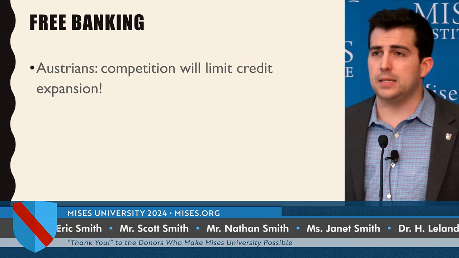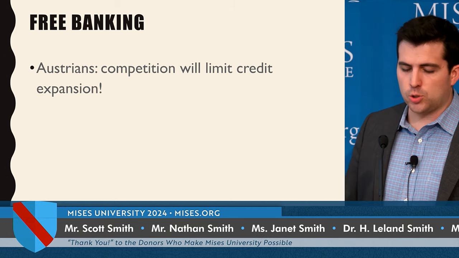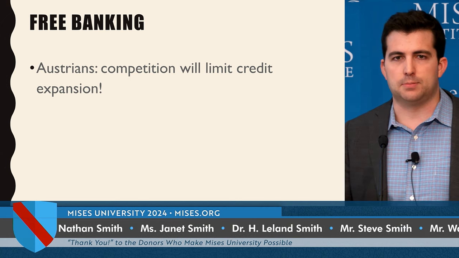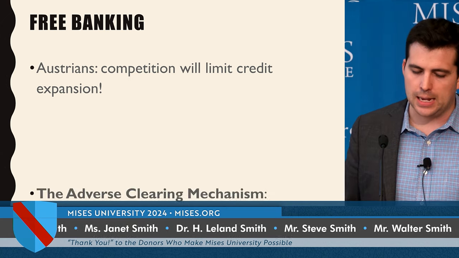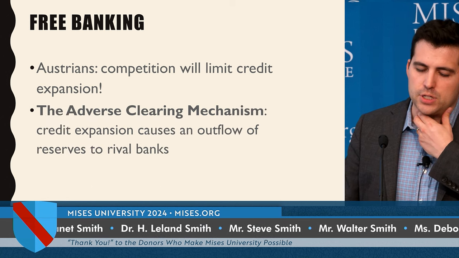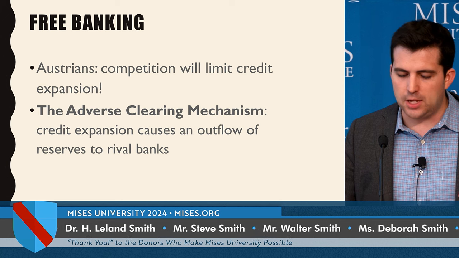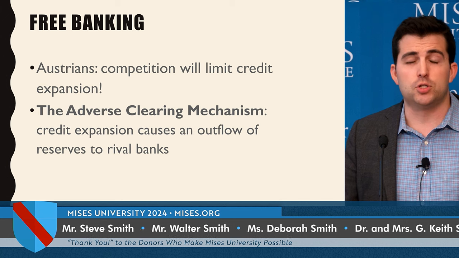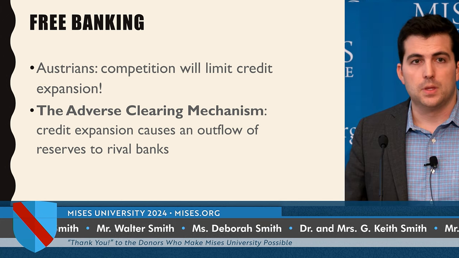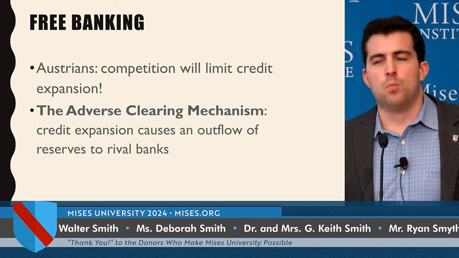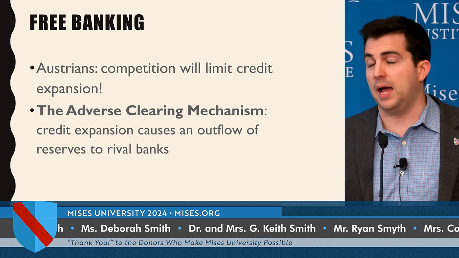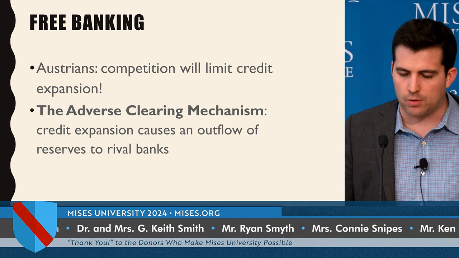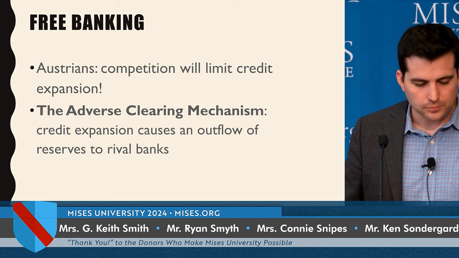The Austrian response to this is that competition among fractional reserve banks is actually going to limit credit expansion. The banks are not going to make this massive increase in the money supply. And this is because of the adverse clearing mechanism, which is that credit expansion is going to cause an outflow of reserves to rival banks. All right. So if one bank expands more than its supply of potential reserves, competition among banks is going to discipline that bank. The bank's going to go bankrupt, as we would see, all right?